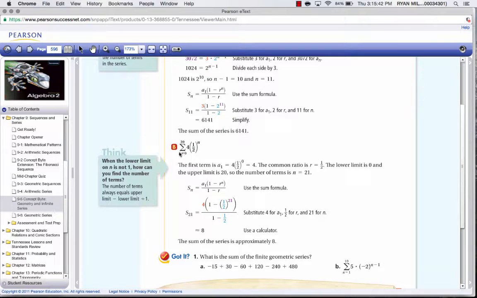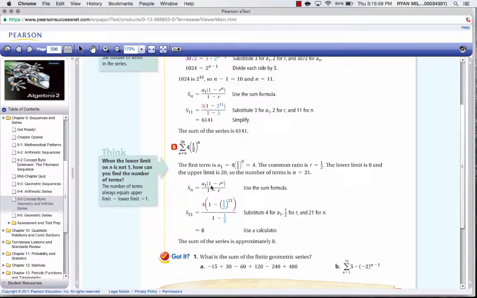So if I look here at this summation, n starts at 0. So I plug in 0 to get the first term. So 4 times 1/2 to the 0 is 4. Okay. The common ratio is 1/2. We can see that from what we're multiplying by.